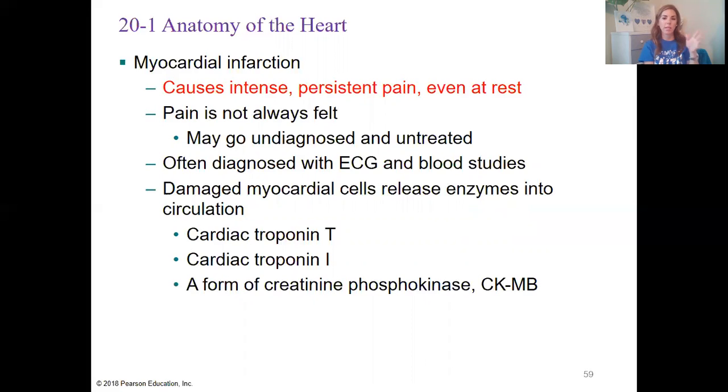So whether it's heart attacks or strokes or things like that, it is possible to see that these things have gone undiagnosed and untreated whenever people come in with larger MIs. So you often use an ECG as well as blood studies. The ECG we will talk about in another section. The damaged myocardial cells will release enzymes into circulation. You see some of them there, and that's one of the reasons why you can use the blood studies in order to diagnose if someone has an MI.